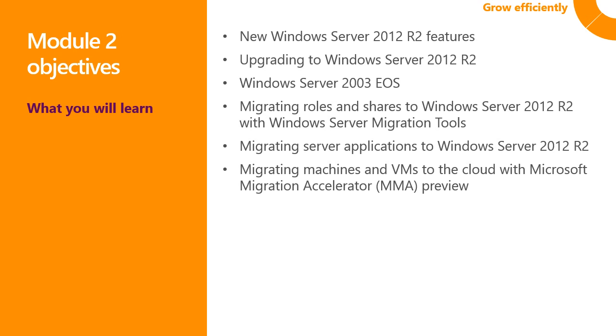We'll talk about some of the upgrade scenarios as you move to Windows Server 2012 R2. We'll cover the Windows Server 2003 end of support. We already mentioned this briefly during the introduction piece, but it's time to start drilling into that in a bit more detail. And then we'll start taking a look at how we can start migrating roles and shares, for example, across to Windows Server 2012 R2 with the Windows Server migration tools.